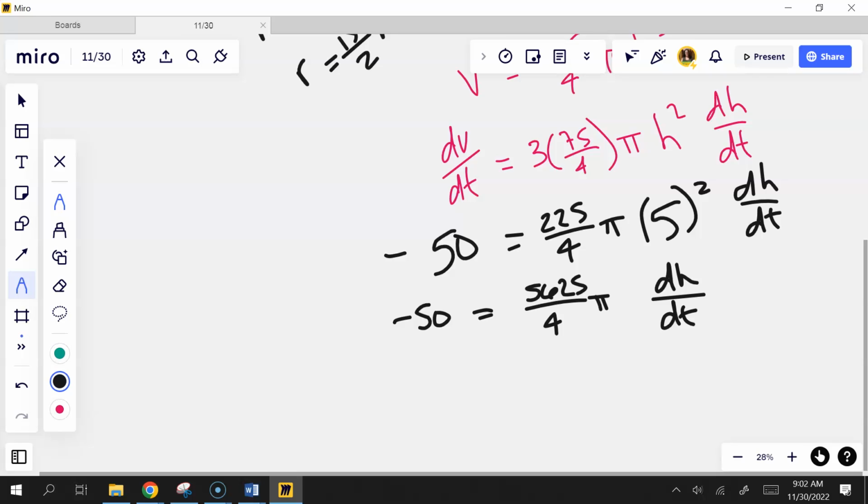4/5625 times 50. I got -8/225 pi. That is not at all what they got.